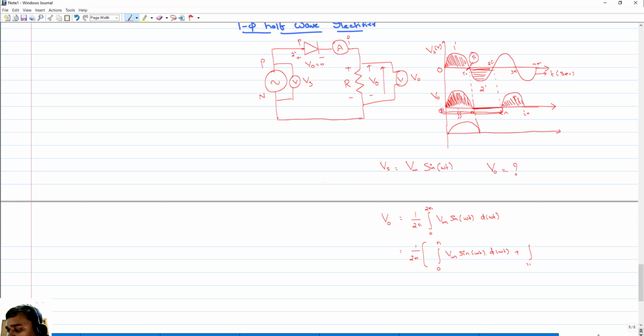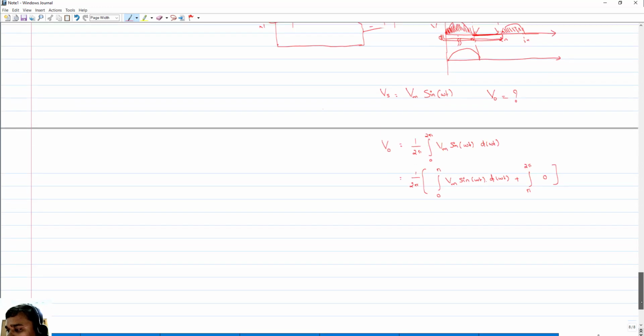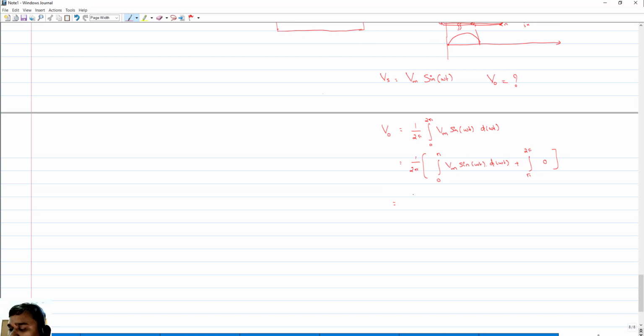But in the area from pi to 2 pi, it is completely 0. When it is completely 0, I will take only this part, 1 by 2 pi. Vm I will take outside. Integral of sine theta is minus cos omega t over the limits of 0 to pi. So now you take Vm by 2 pi, minus cos pi, substitute the limits here, cos pi minus cos 0.